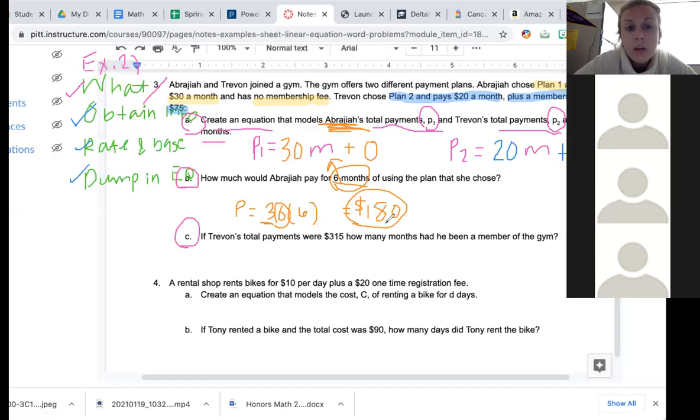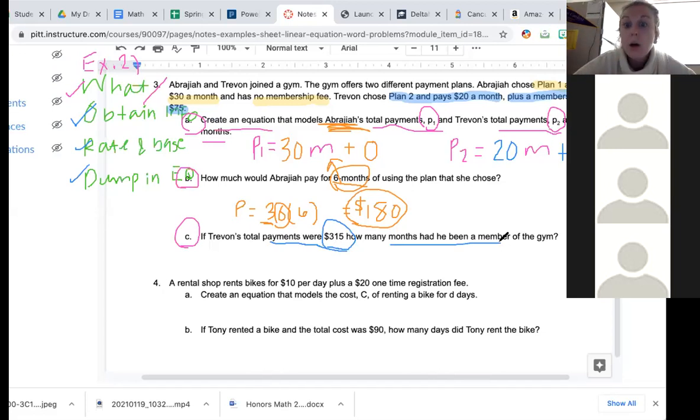Are y'all okay with part B? Yes. Okay, so can we do part C together? Yes. All right, now don't y'all do nothing crazy where you tell me what they gave me and then can't tell me what letter it goes in for. Y'all pay attention this time. If Trayvon's payments are $315, we want to know how many months he's been at the gym. What did they give us?